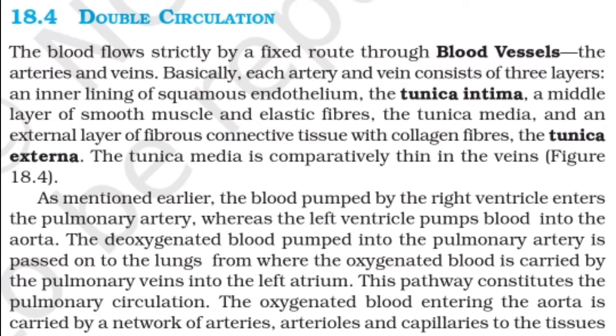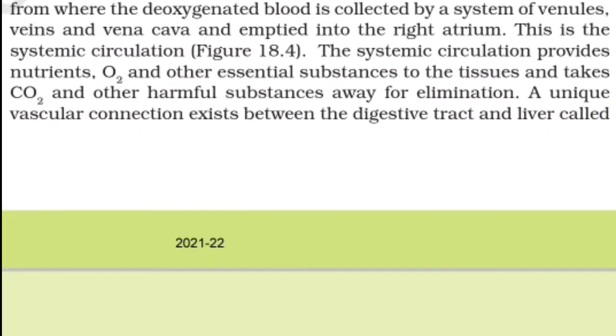The oxygenated blood entering the aorta is carried by a network of arteries, arterioles and capillaries to the tissues, from where the deoxygenated blood is collected by a system of venules, veins and vena cava and emptied into the right atrium. This is the systemic circulation. (In bracket, Figure 18.4.) The systemic circulation provides nutrition, O2 and other essential substances to the tissues and takes CO2 and other harmful substances away for elimination.